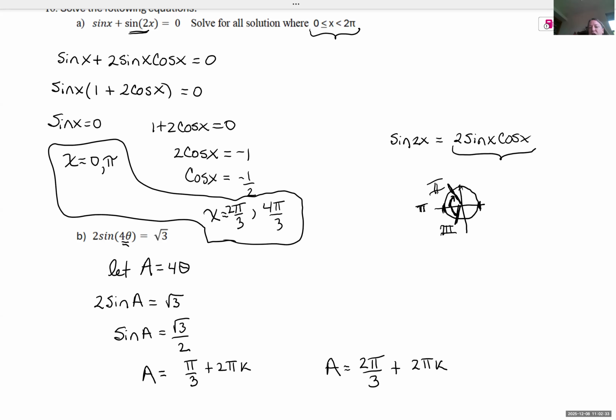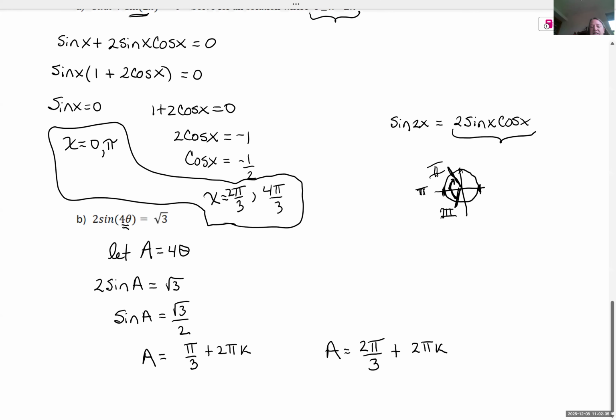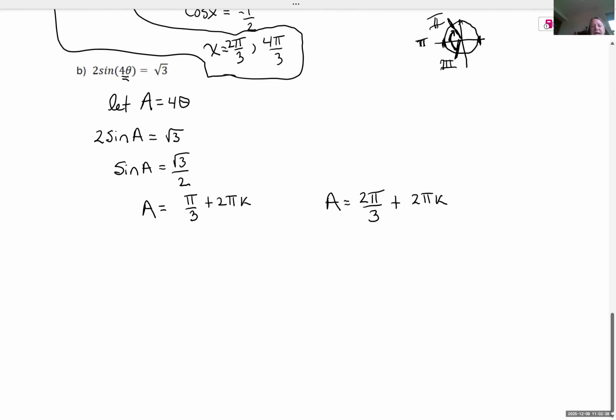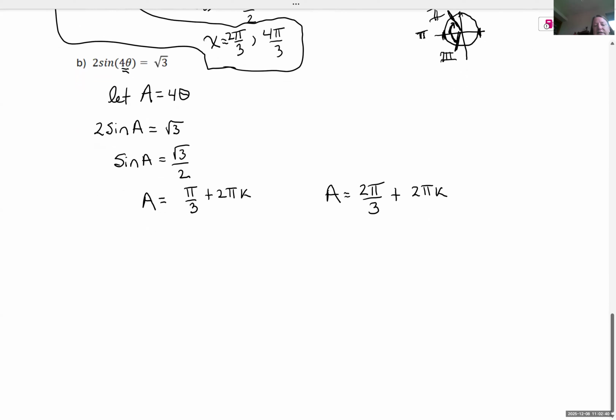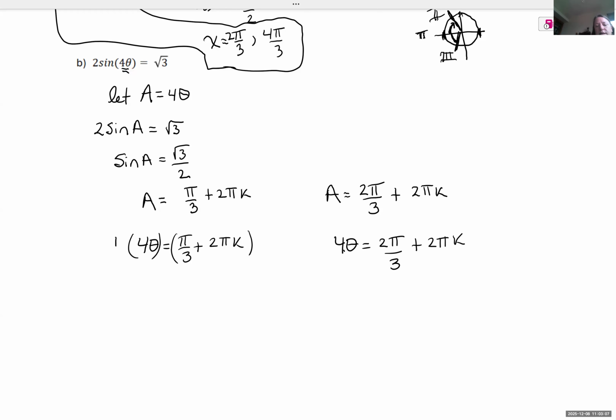But I don't want A, I want to know what theta is. So let's go back up here and let's rewrite this A as 4 theta. So we have 4 theta is equal to pi thirds plus 2 pi k. So again, 4 theta is equal to this. We want theta by itself. We don't want 4 in front of that theta. So we can think of that as multiplying both sides by 1/4 to get theta by itself.